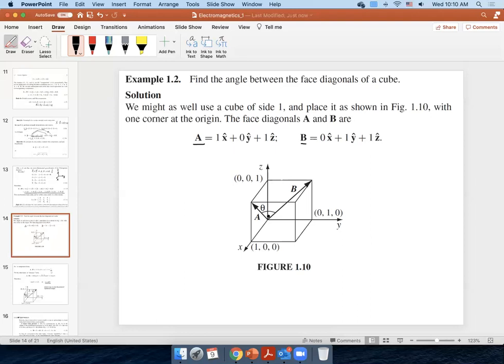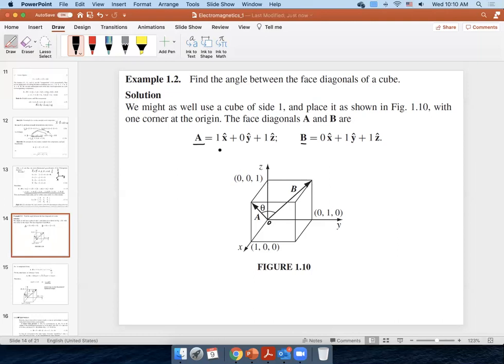If we define x, y, z coordinates and the origin is set to be here, then A is 1, 0, 1 because it's in the X and Z plane. And B is 0, 1, 1 because B is in the Y and Z plane. Does that make sense? Okay, now you have A and B vectors.